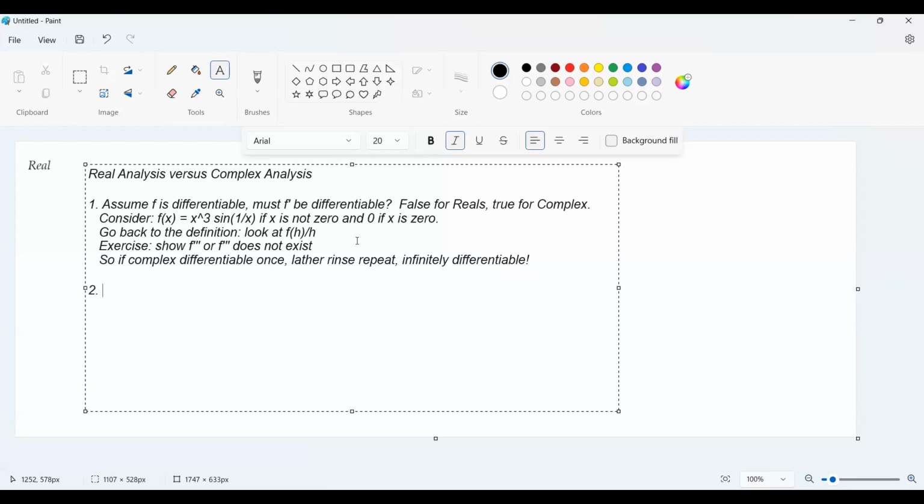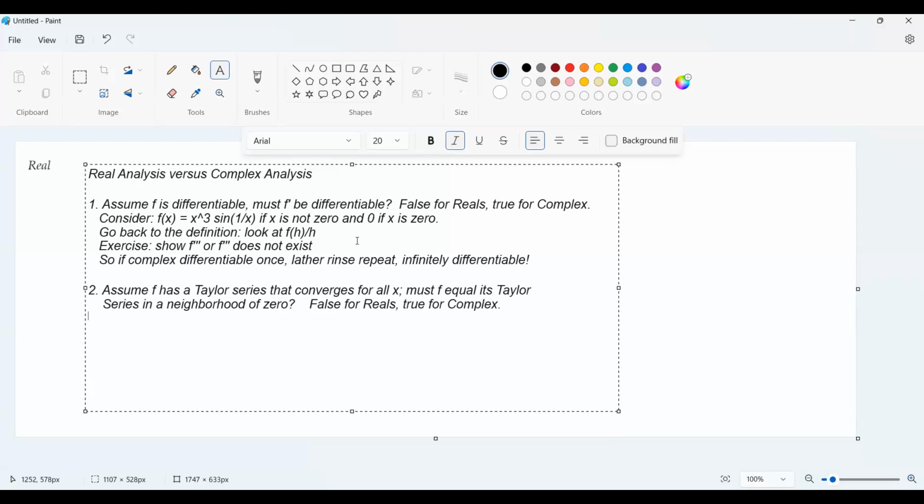So here's another one. Assume f has a Taylor series that converges for all x. Must f equal its Taylor series in a neighborhood of 0? And just like before, it's false for reals, true for complex. So does anybody know an example of a function that does not equal its Taylor series in a neighborhood of the origin?